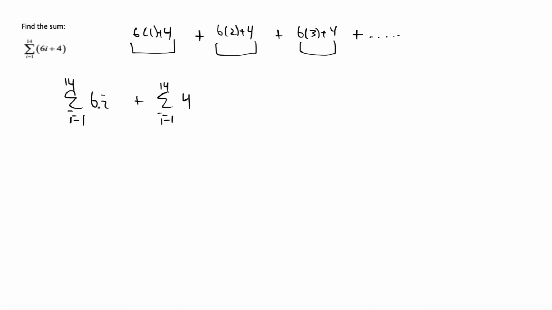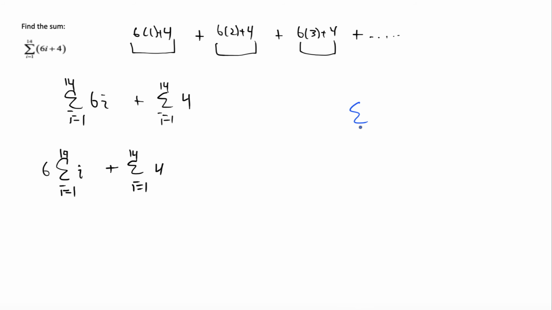In this case, we notice the 6. The property says we can bring out the 6 in front of the sum here. So we get the sum from i equals 1 to 14 of just i. Now this one is good, because there's actually a formula for this.